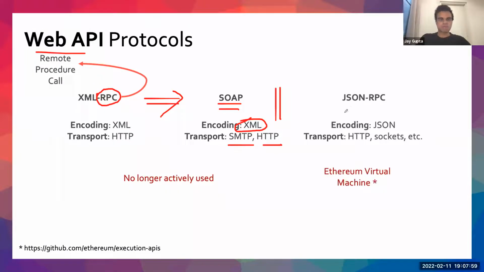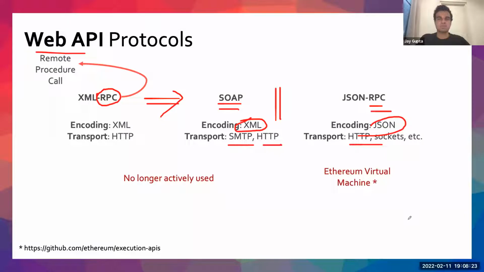Okay, so the next one is JSON RPC. RPC is again remote procedure call. So this is similar to XML RPC, except it uses JSON for its encoding, and the transport mechanisms available are quite varied. You can transport using HTTP, you can transport using sockets, or there are many other ways that you can transport it.